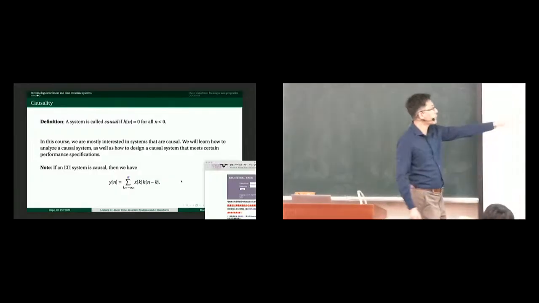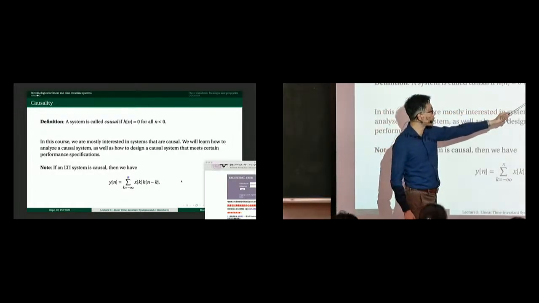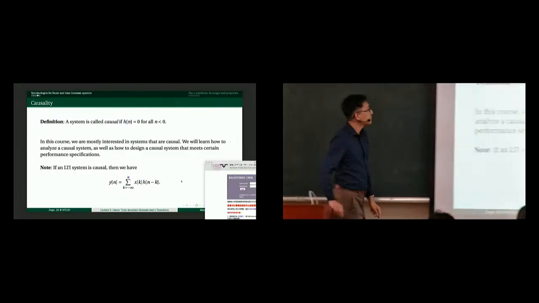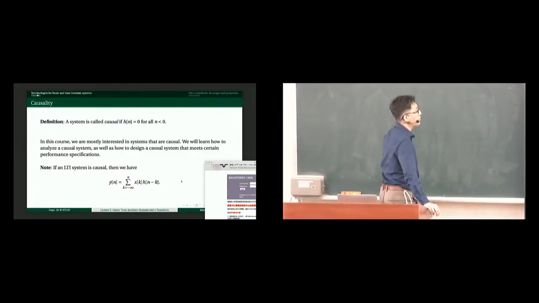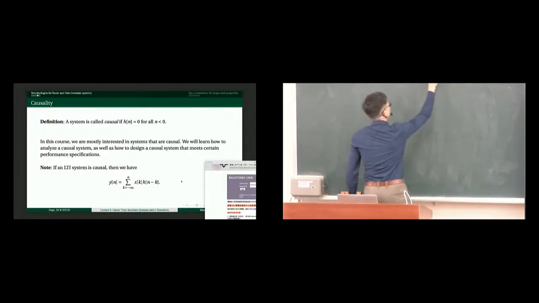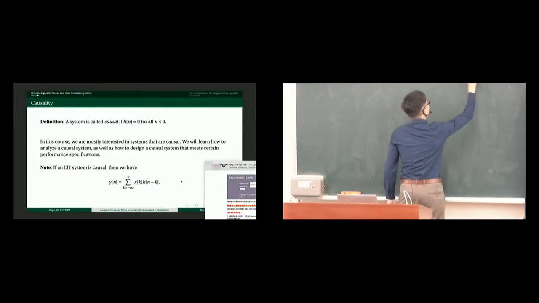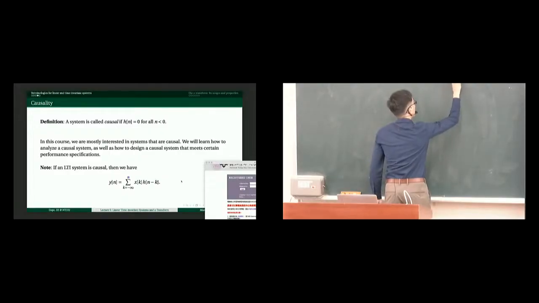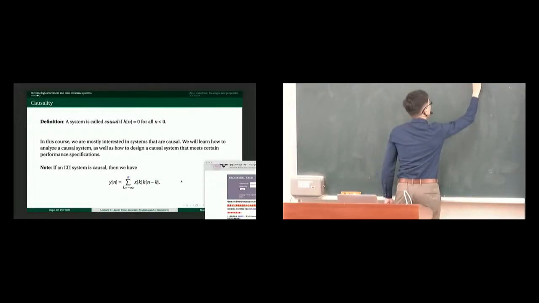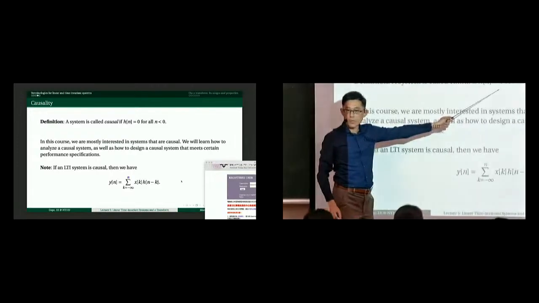By the way, I should emphasize that for an LTI system, the impulse response is 0 before time 0. The first non-zero sample happens at time 0 or afterwards. If a system has this property, then we say the system is causal. Causal is the adjective corresponding to the noun cause. The system is causal, mathematically, if the impulse response is 0 before time 0.